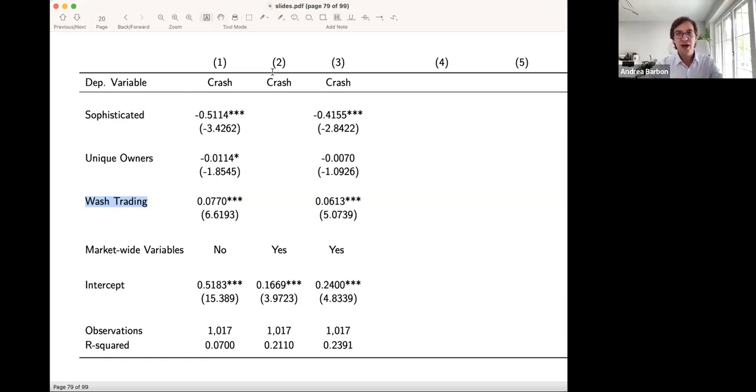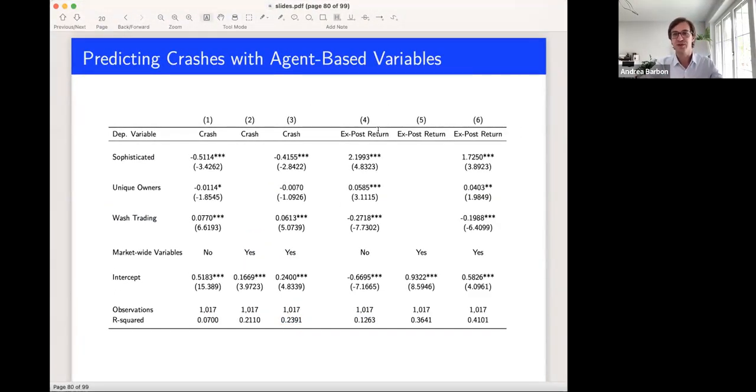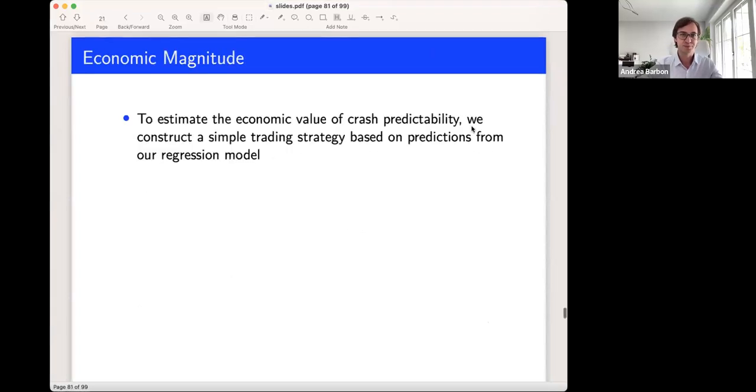And then we have columns 2 and 3 here, where we just have a regression with the market-wide variables we used before, and then a different specification with all the variables together. I put this here just to show that the R square increases from 21% to about 24% when we include the agent-based variables. So those seem to be pretty important as predictors. And the same basically goes if we use the ex post returns as a dependent variable.